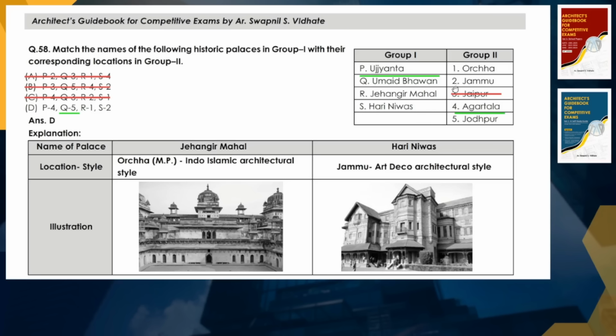So S2 is also the correct pair as per option D. So option D was the only correct answer for this question 58. The architectural style of Hari Niwas is Art Deco architectural style. In case the question may be asked in the near future about which architecture style Hari Niwas is of, you can always note down the architectural styles associated with these palaces.